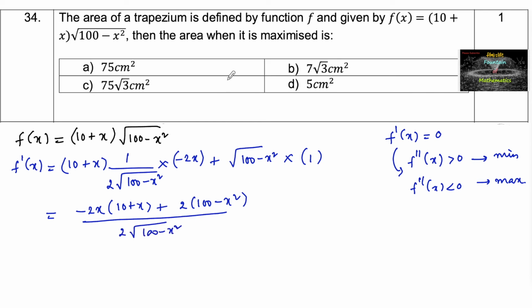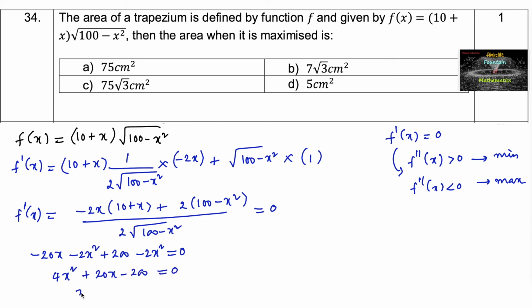And to find the minimum or maximum, we need to take f dash of x equal to 0 to find the value of x. Which implies, on simplifying, we can write here minus 20x minus 2x square plus 200 minus 2x square is equal to 0. So which comes to minus 4x square minus 20x plus 200 equal to 0, or we can take 4 common and get x square plus 5x minus 50 equals 0.